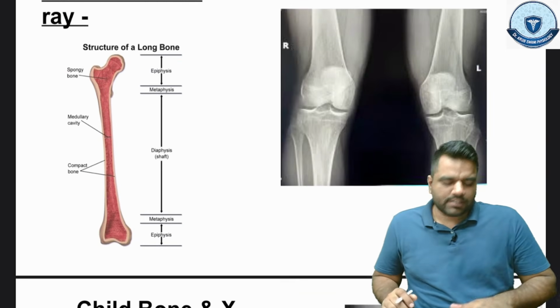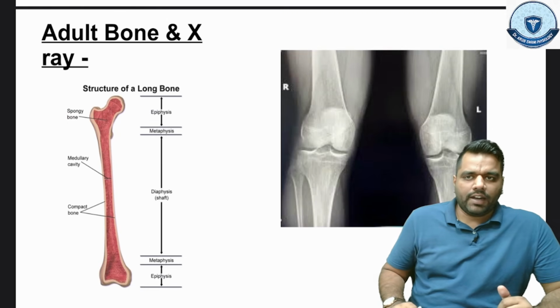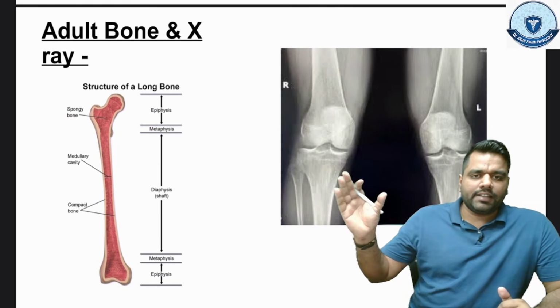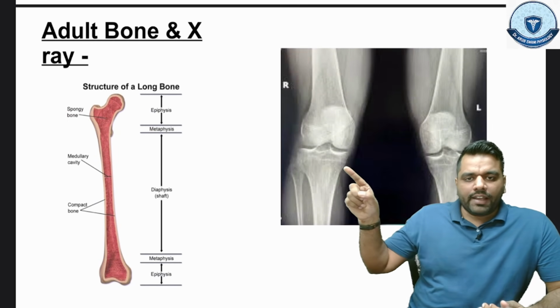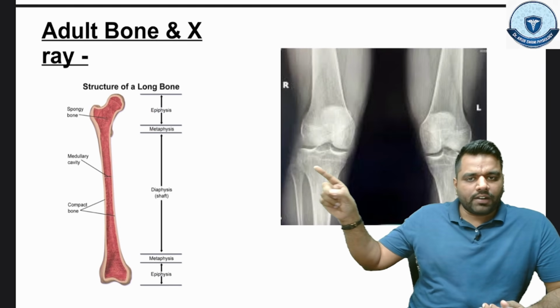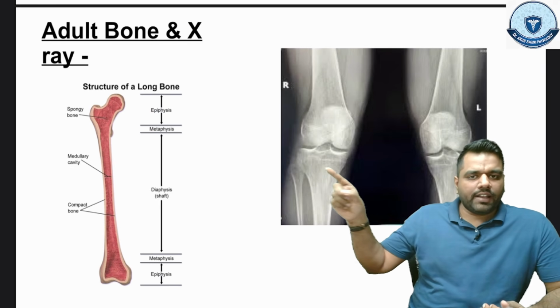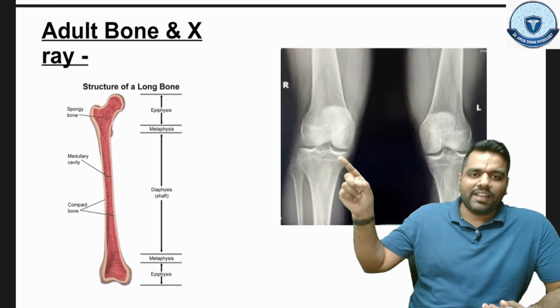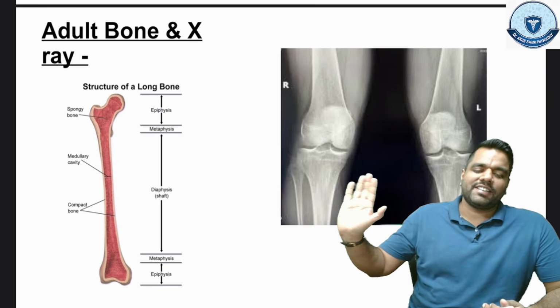So please look at the x-ray, first of all the adult bone x-ray. Here you can see in this x-ray there is no line present over here, right? So there is no line present over here. It means this is the mature skeleton, and if this is the mature skeleton, guys, this is the adult skeleton.